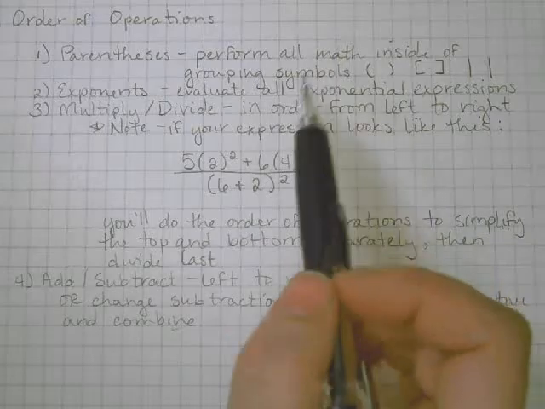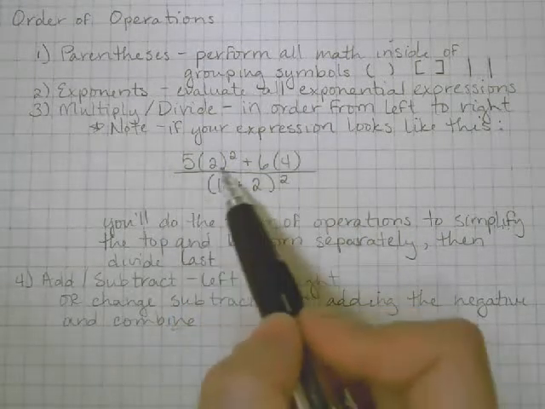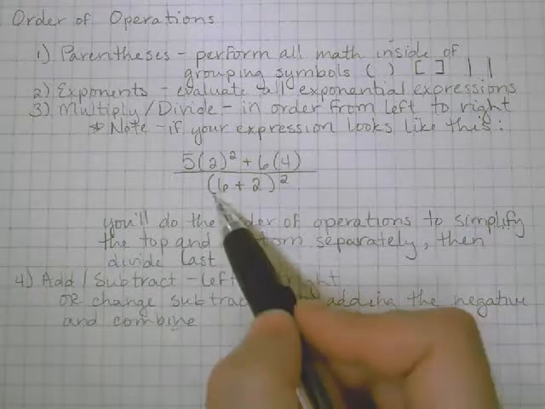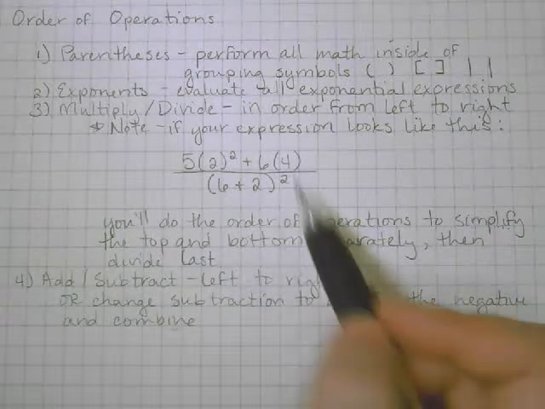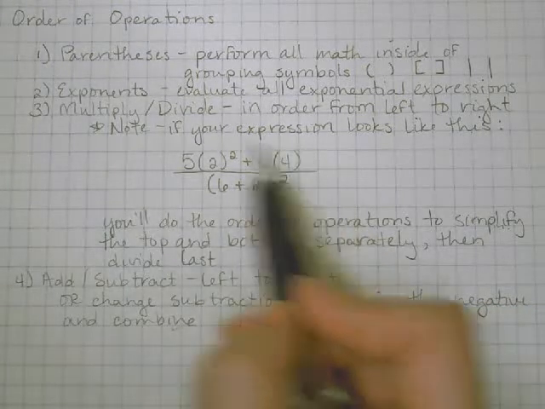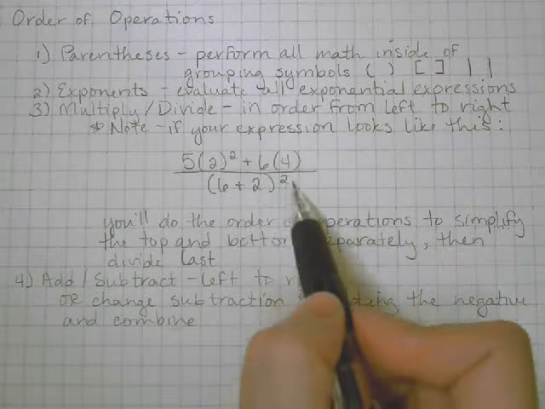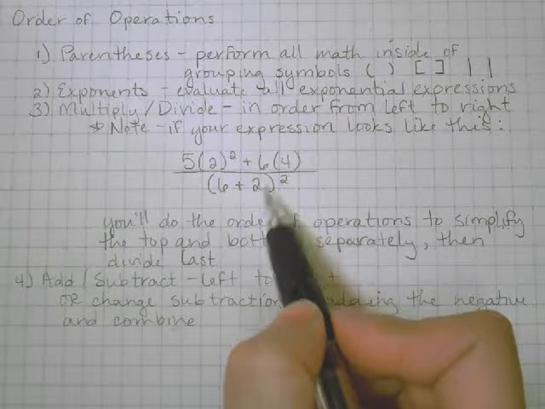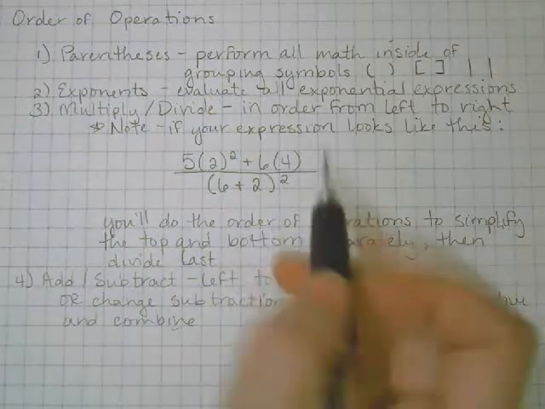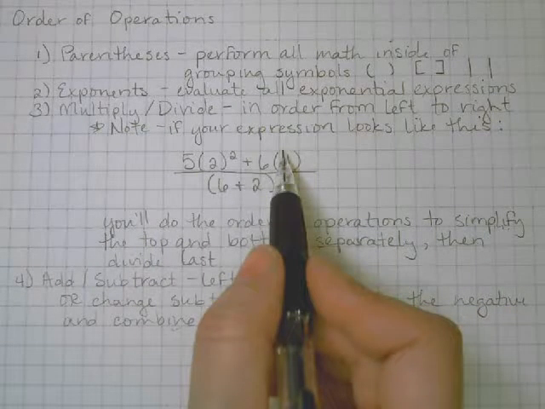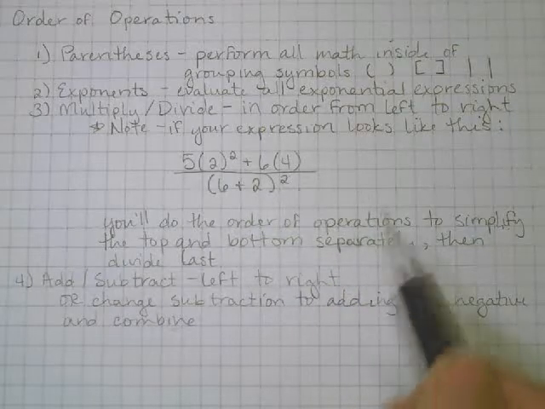The only exception is if your expression looks like this. So 5x squared plus 6 times 4 divided by 6 plus 2 squared. Then you're going to want to simplify the entire top part with the order of operations, simplify the bottom part with the order of operations, and then you're going to divide the top by the bottom. So you're going to basically do the order of operations on the top, order of operations on the bottom, and then your last step will be to divide the top by the bottom.